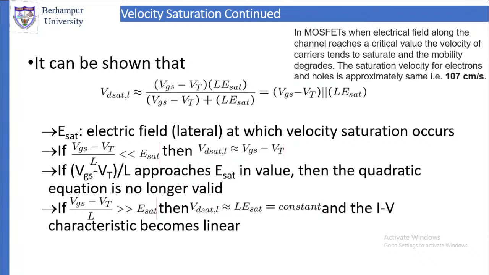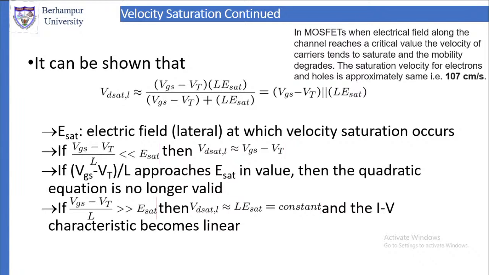Now you can see in the equation on the right hand side we have written VGS minus VT parallel LE sat. Why have we written it like that? Because if we take two resistors R1 and R2 in parallel, the equivalent resistance is R1 R2 by R1 plus R2. The equation's middle portion is in that form. If you take R1 to be VGS minus VT and R2 to be LE sat, then it is in that form. Therefore, we write it as VGS minus VT parallel LE sat.